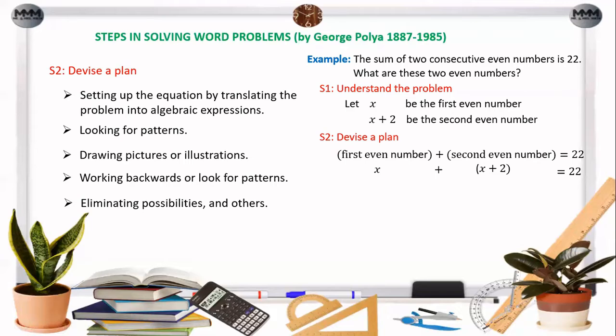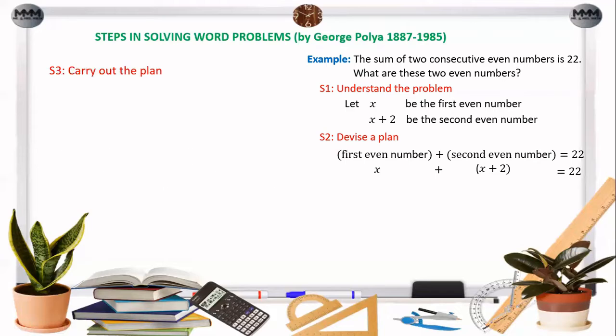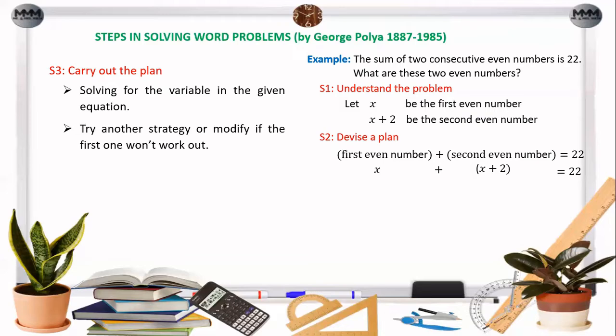Now let's proceed to step number 3, which is to carry out the plan. Here, we will be implementing the strategies derived from step number 2. So we are to solve for the variable in the given equation. And then we can try another strategy or modify if the first one won't work out. So here, let's have step number 3.